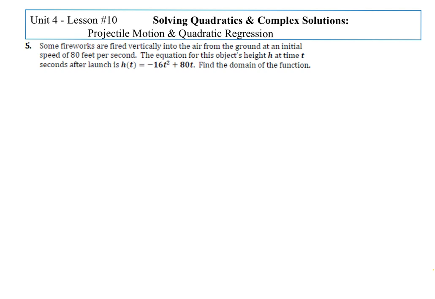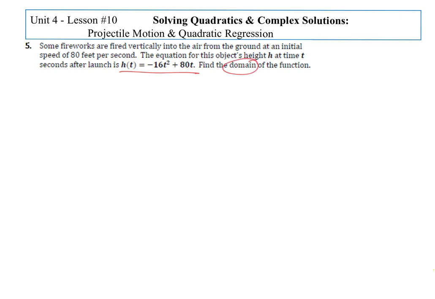On number 5, we have some fireworks fired vertically into the air from the ground at an initial speed of 80 feet per second. The equation for this object's height, h at time t seconds after launch, is h of t is equal to negative 16t squared plus 80t. Find the domain of this function.